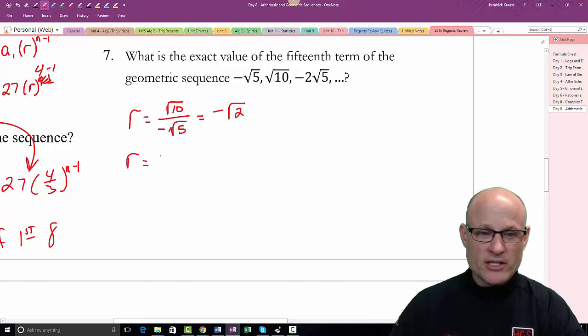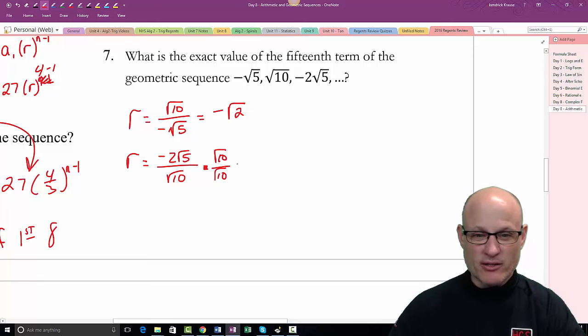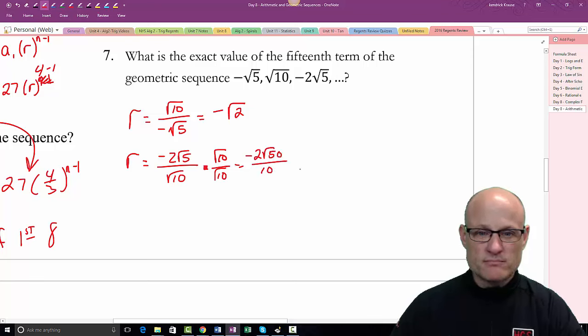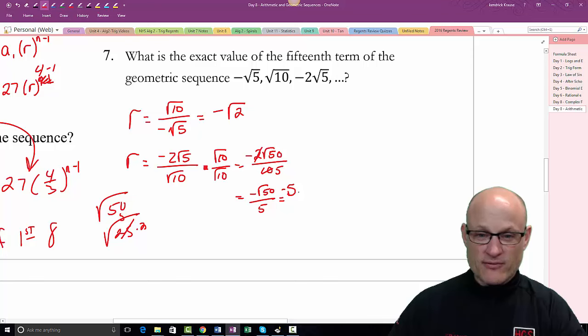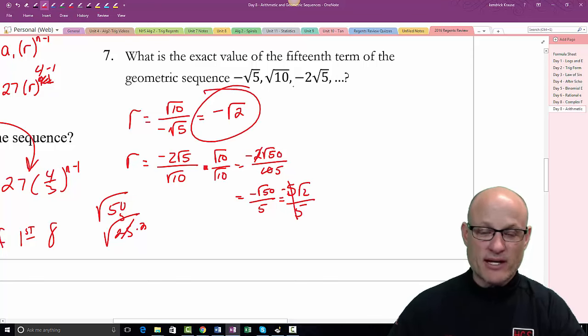So I'm going to take r equals negative 2 square roots of 5 over the square root of 10. Oh my gosh, that's awful. I know it's negative, but I've got to multiply by radical 10 over radical 10, because that's how you rationalize the denominator. So I get negative 2 radical 50 over 10. Well, let's see, 2 goes into 10 5 times. So now I've got negative radical 50 over 5, and the square root of 50 is really the square root of 25 times 2, so this is really 5. So this is really negative 5 square roots of 2 over 5, the 5's cancel. So yes, this is my common ratio.